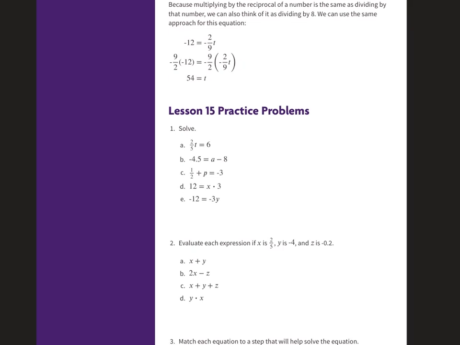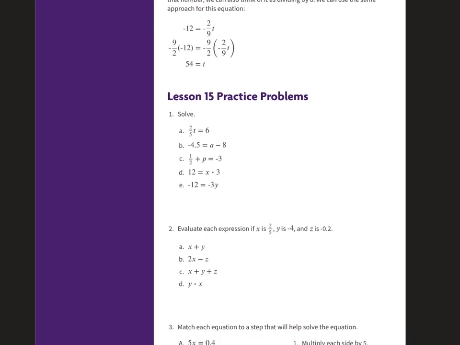So for your assignment, it's number 1 and number 2 in your book. We're just solving for the variable. Okay, on letter A, it's multiply, so we're going to divide to solve. Remember, we divide by the number with t, so divide by 2/5. Letter B, it's subtraction, so we're going to add 8, because that's the opposite. Letter C, it's a positive 1/2, so we're going to subtract 1/2. Here we're multiplying by 3, so the opposite is dividing by 3. And here we're multiplying by -3, so we're going to divide by -3.